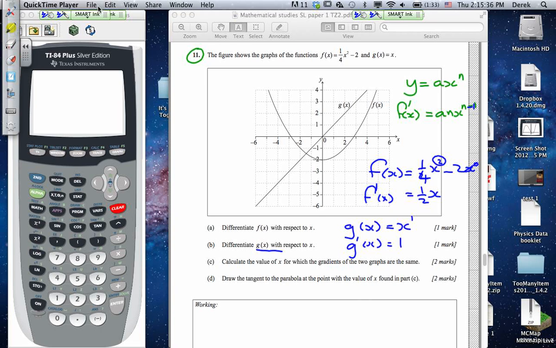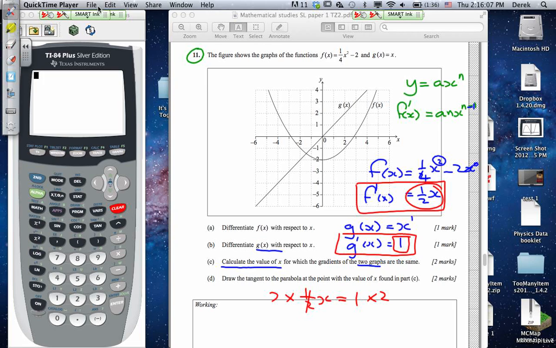Then for c, calculate the value of x for which the gradients of the two graphs are the same. Now, these two equations here are the equations for the gradient. So when we look at where the gradients are the same, we just have to take this one, a half x is equal to 1. And so I just multiply it through by 2 to get rid of this half, and that's times 2 on both sides. I'm going to get x is equal to 2.